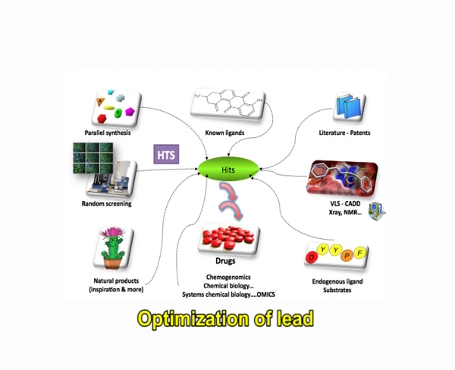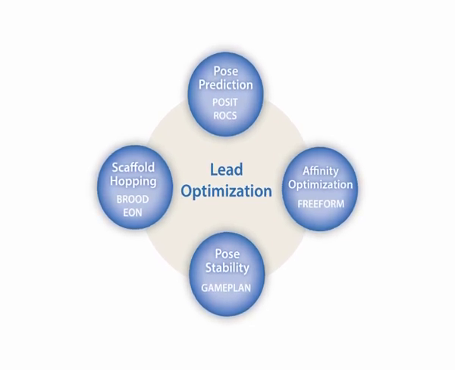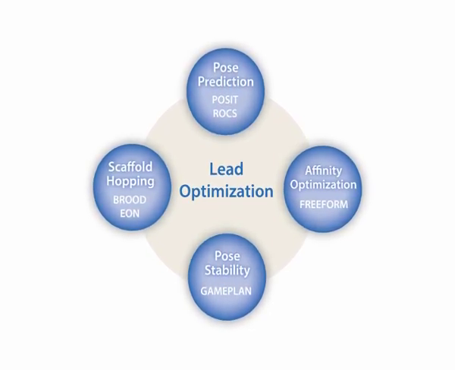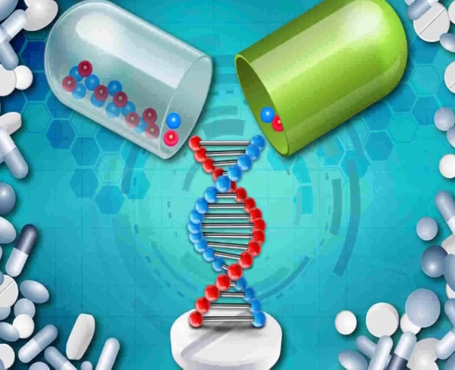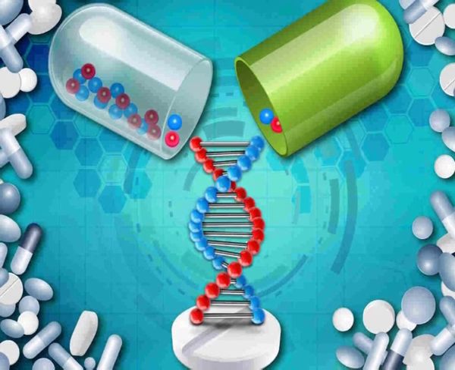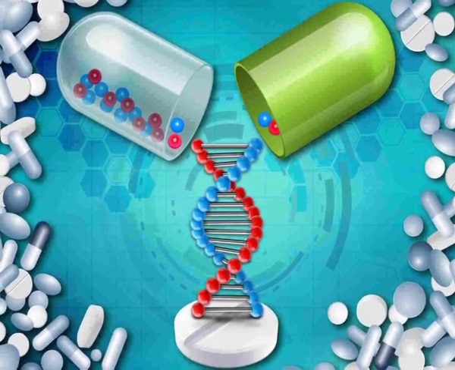Come to Module 5, Optimization of Lead. Optimization of lead is the phase to maintain desirable properties in lead compounds while improving on deficiencies in the lead structure. Lead optimization is the complex, non-linear process of refining the chemical structure of a confirmed lead to improve its drug characteristics, with the goal of producing a preclinical drug candidate.